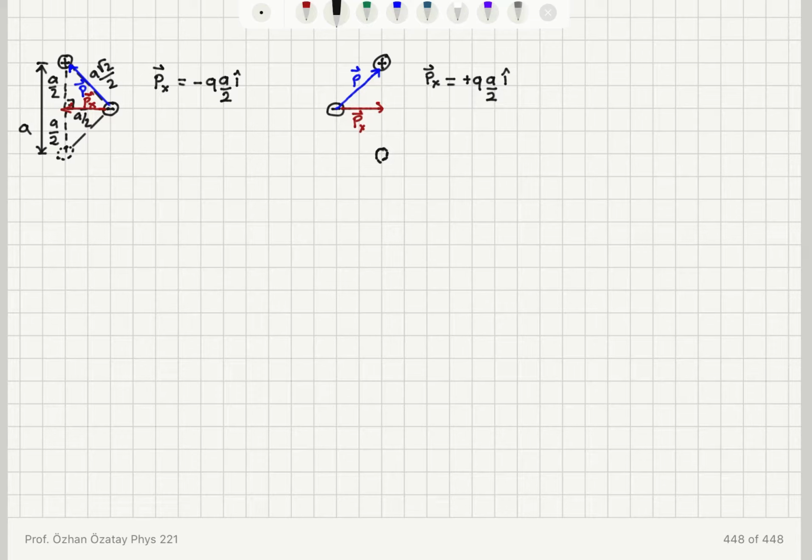That's the x component. Now, having talked about the polarization vector, we can remember what is the energy of the electric dipole moment inside an electric field.